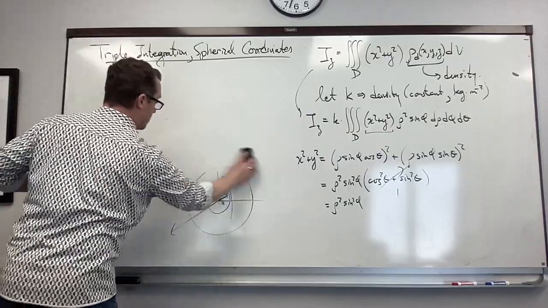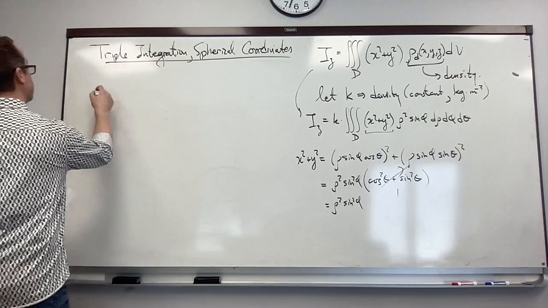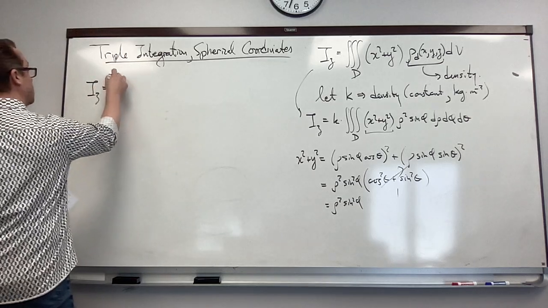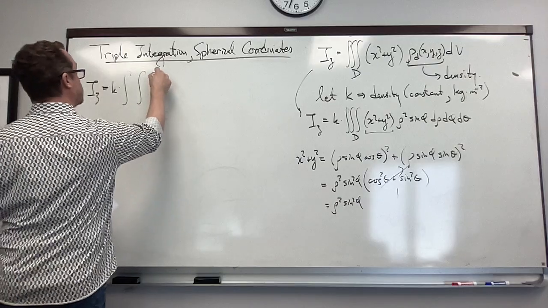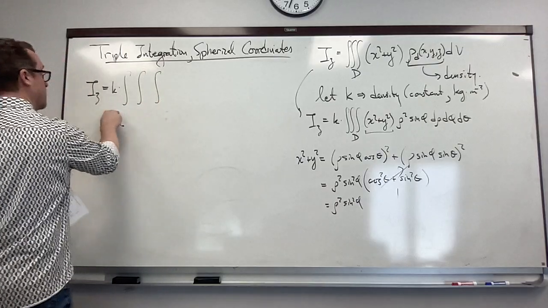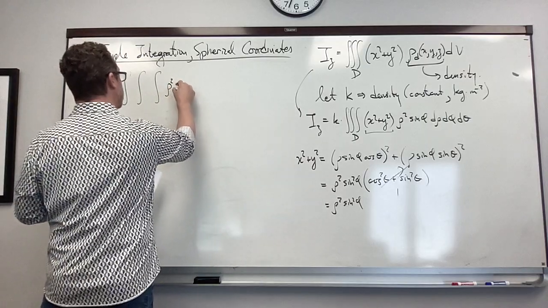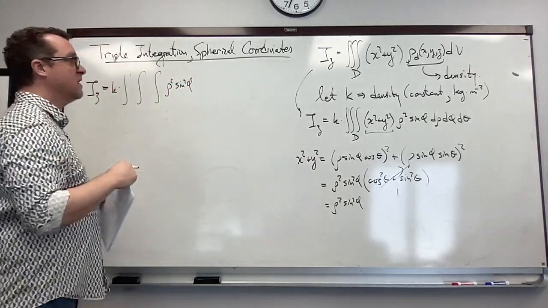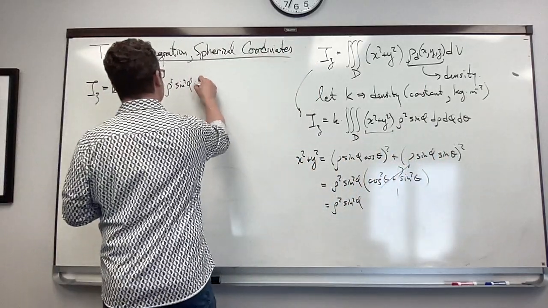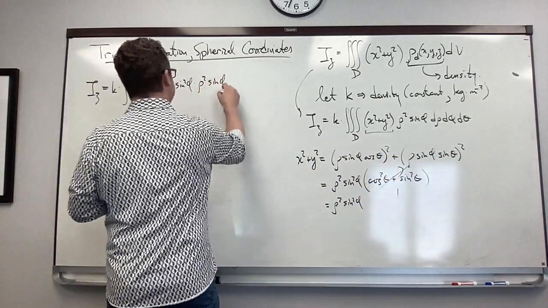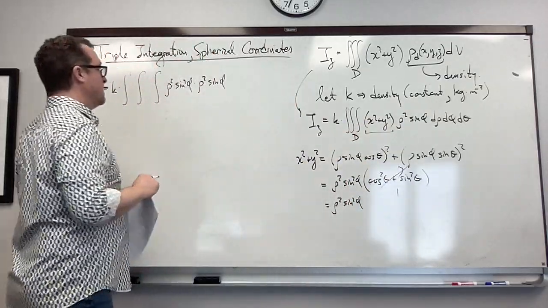Let's now set the integral up. Here's our moment of inertia. I'm going to have k times something I'll integrate first, something I'll integrate second, third. I've got x squared plus y squared, so this is rho squared sine squared phi. Then I've got rho squared sine phi from the volume element. And then I've got d rho, d phi, d theta.